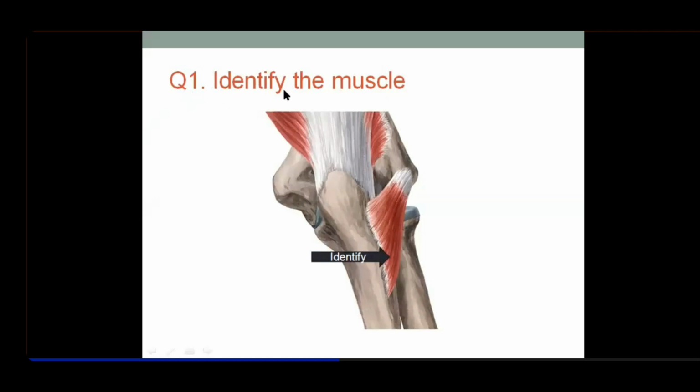Question number 1 is identify the muscle. This is the type of questions you will face in your practical exams, online exams. So first of all, you have to identify the structure and its orientation, right? Here you can see that this is an elbow joint, seen from behind, because you're seeing the olecranon process, the medial epicondyle, and the head of the radius, with the ulna medial. So this is actually the right-sided elbow seen from behind. Okay, so you have this idea.